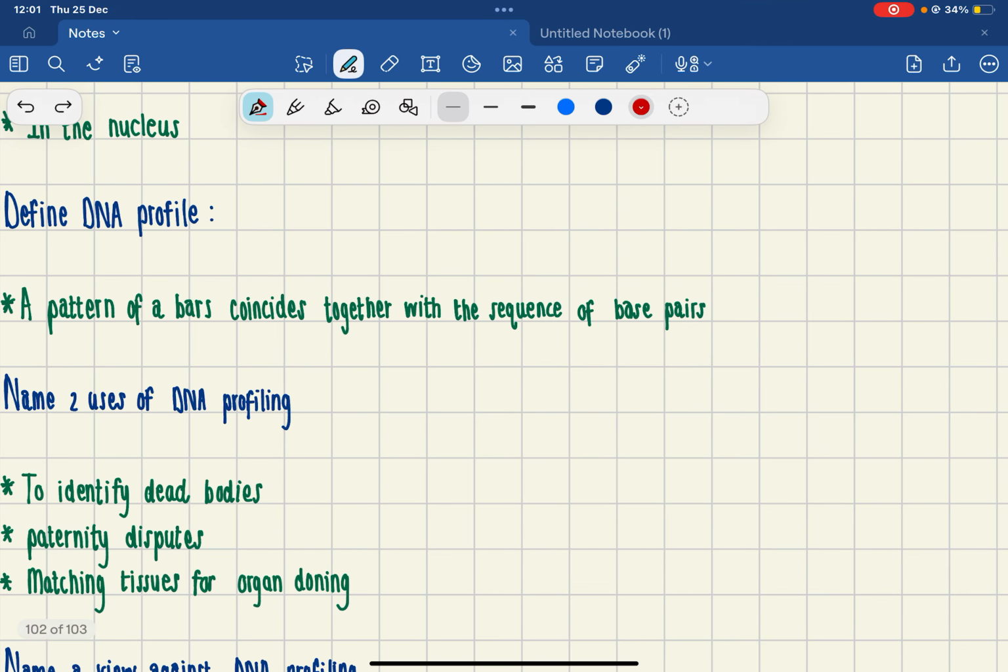Now, you will encounter a DNA profile. In most cases, a DNA profile will be used when linking a suspect to a crime scene, or when dealing with paternity disputes. What is a DNA profile? This is the definition that they want you to know: a DNA profile is a pattern of bars together with the sequence of base pairs. We'll do past papers where we deal with a DNA profile, and I'll teach you how to answer questions related to it so that we get maximal marks.